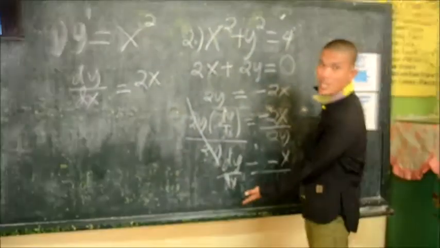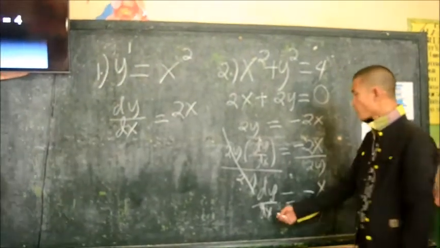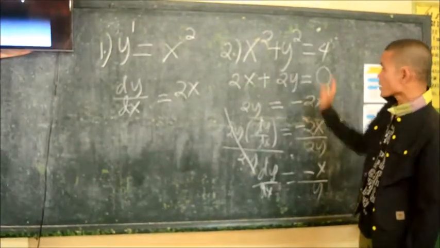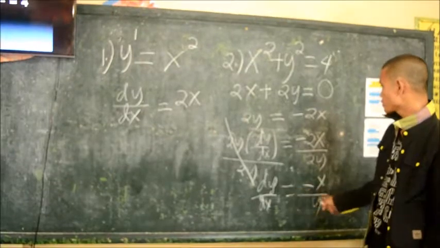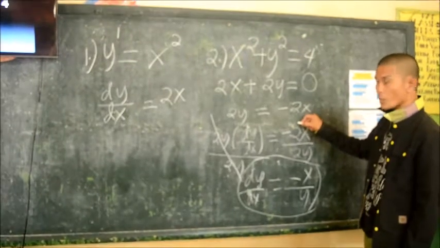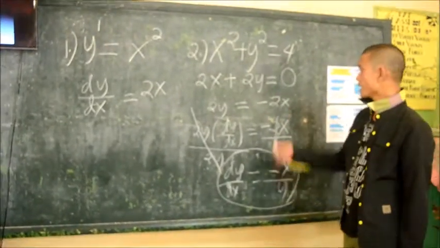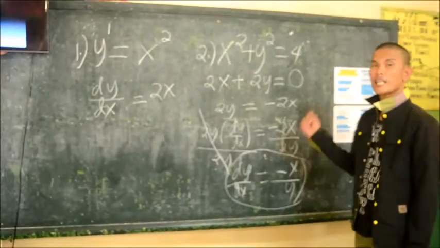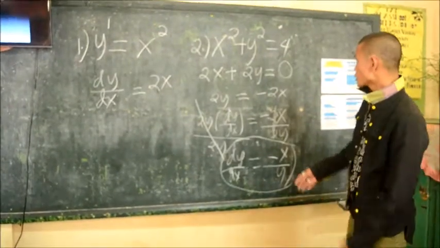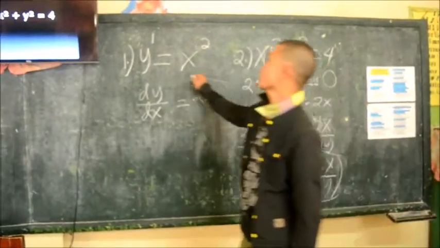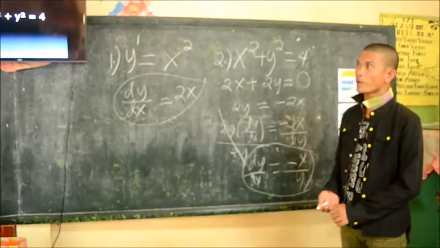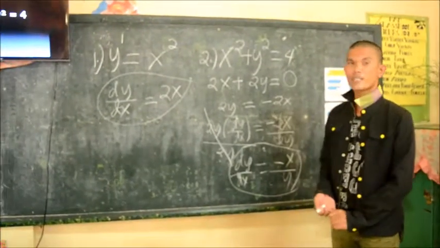Since dy over dx is the last term now, we can say that the implicit differentiation of x squared plus y squared is dy over dx equal to negative x over y, because 2 and 2 here will be cancelled, and negative 2 divided by positive 2 is negative 1. Okay, so this is our final answer, and this is also the final answer of our example number 1. So I hope that you understand about the implicit differentiation of calculus, and thank you.